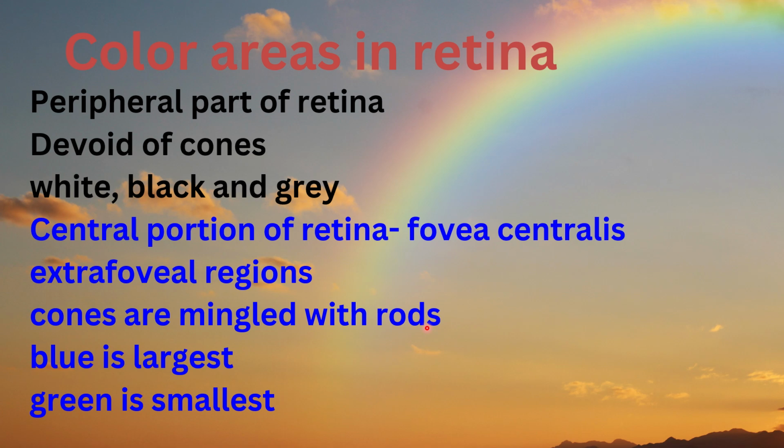Retinal area sensitive to blue is largest, to green is smallest. Red comes next to blue, then comes yellow color. All the color areas of the retina are mapped using the instrument perimeter.